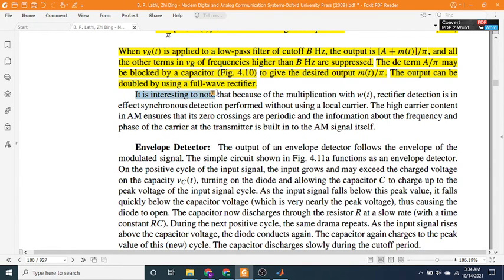It is interesting to note that because of the multiplication with w(t), rectifier detection is in effect synchronous detection performed without using a local carrier. The high carrier content in AM ensures that its zero crossings are periodic, and the information about the frequency and phase of the carrier at the transmitter is built into the AM signal itself.